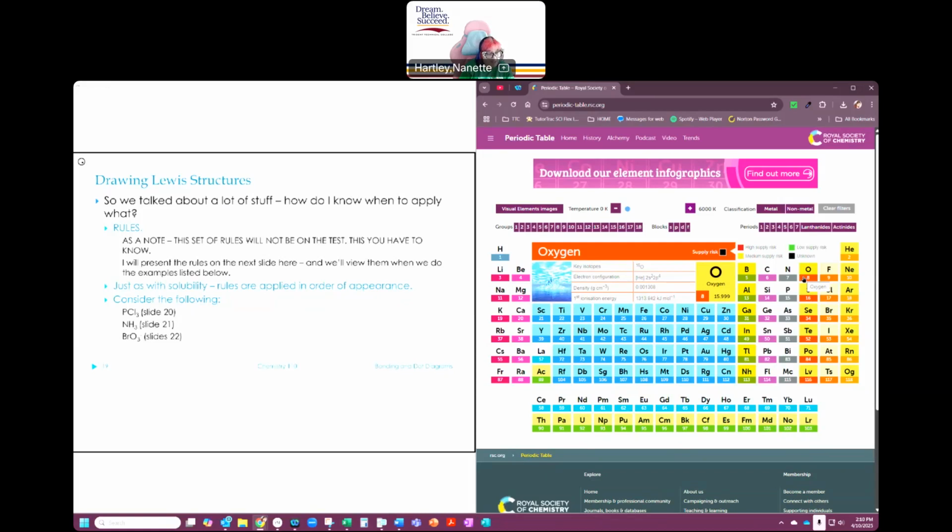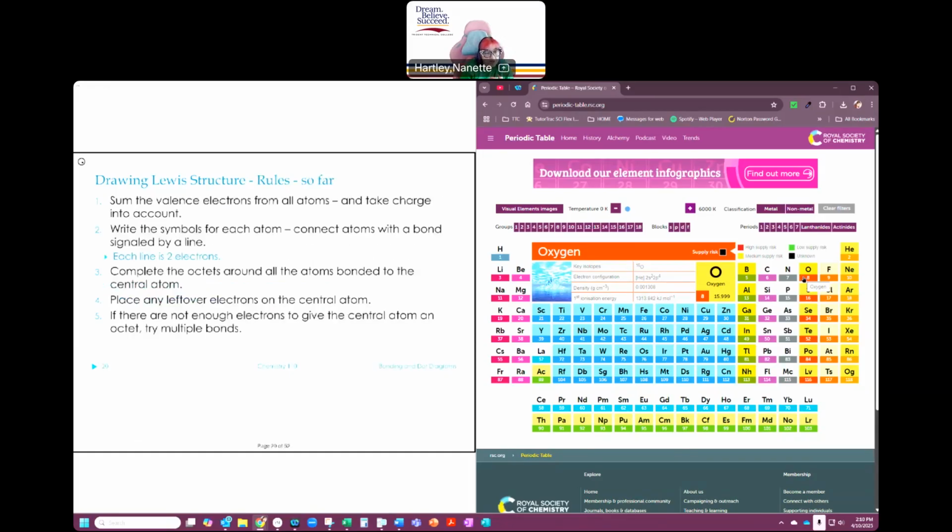We're going to consider a couple of molecules. First molecule is PCl3. That's going to be on the next slide, slide 20. We're going to talk about NH3, which is on slide 21, and then BrO3 minus, which starts on slide 22. Okay, let's talk about PCl3 first.